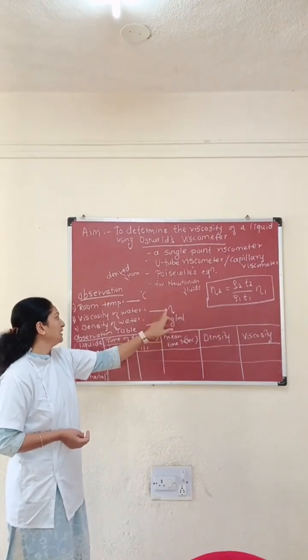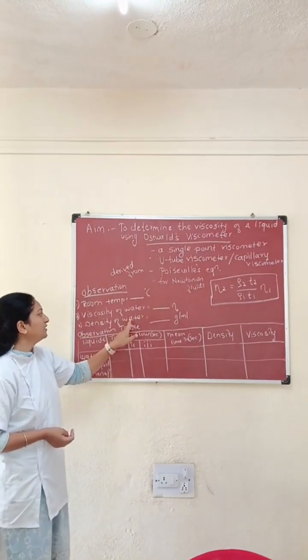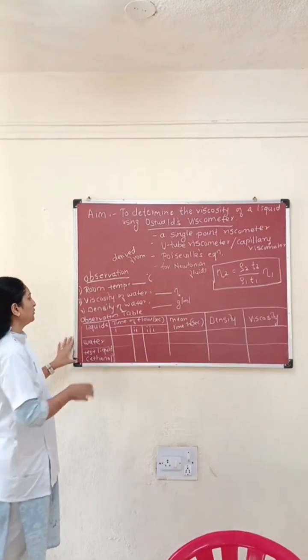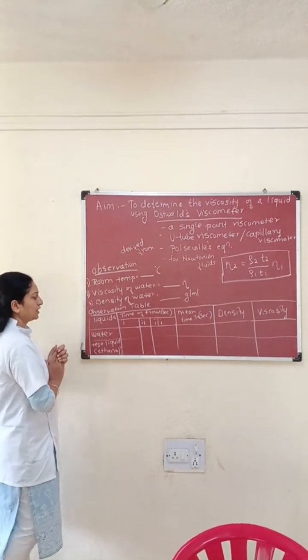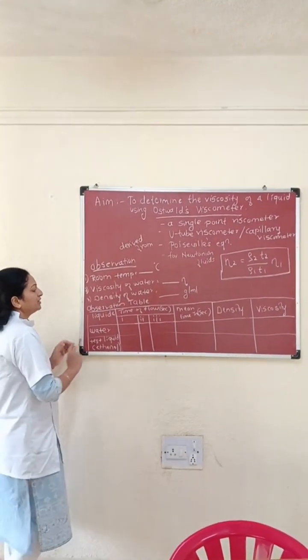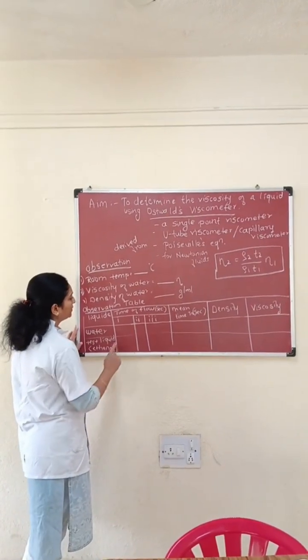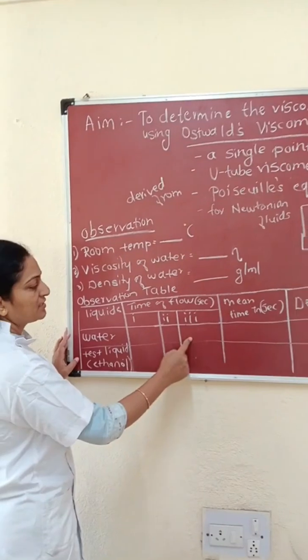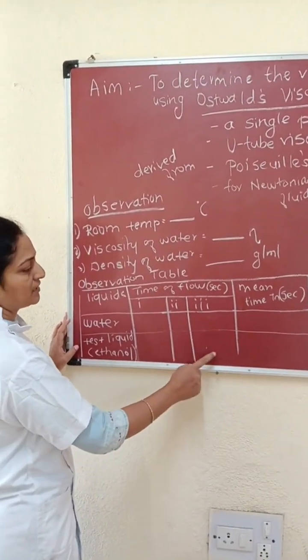Viscosity is eta. We have calculated the density of water. We have to write the value. Now, this is the observation table. With the help of the Ostwald's viscometer, we have to take 3 readings, each of the reference sample and each of the test sample.